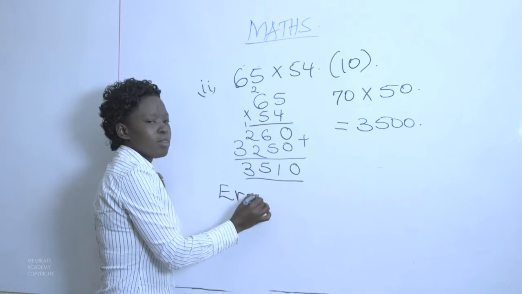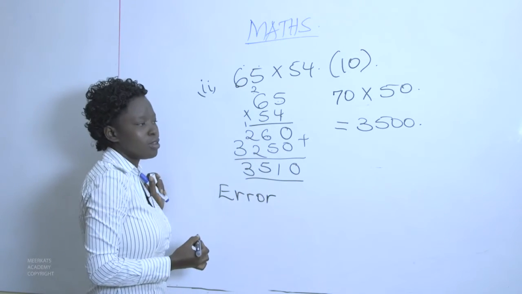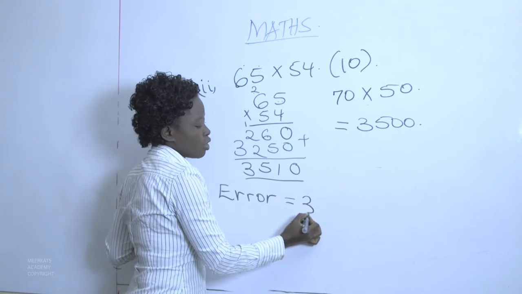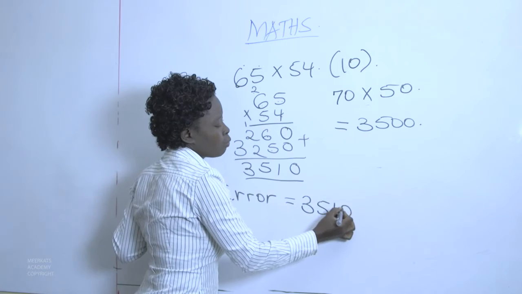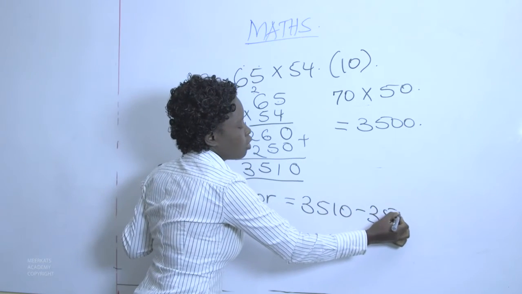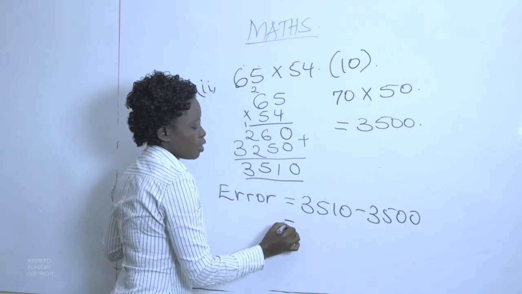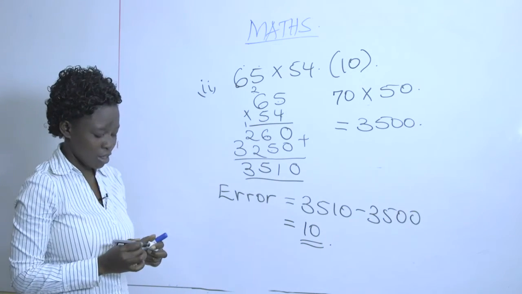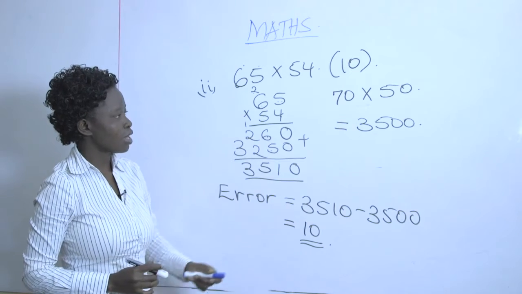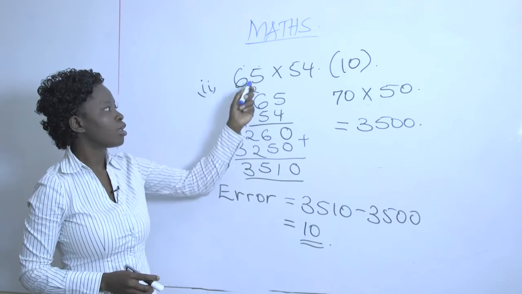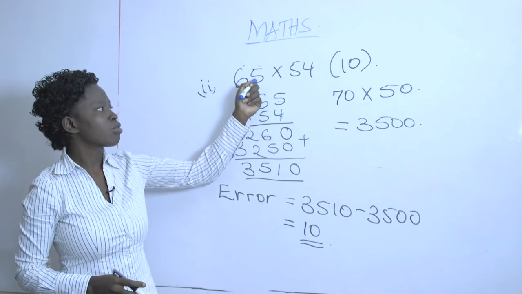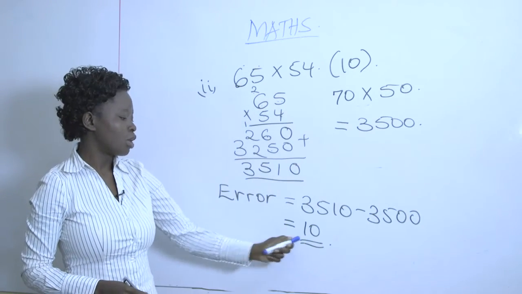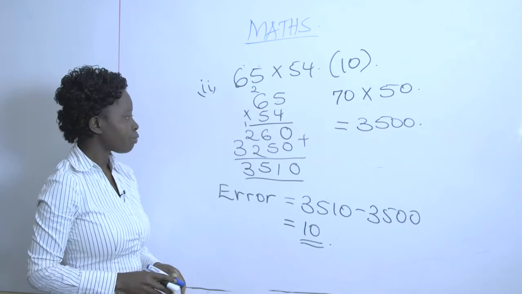We've simply said that the error is the difference between the two figures that are obtained. So we have 3,510 minus 3,500. And we get that our error is 10. So the error being 10, you still discover that this error is still small, and this reason is simple. This one was rounded up, but this one was rounded down. So you get a small error.